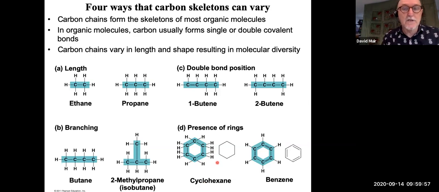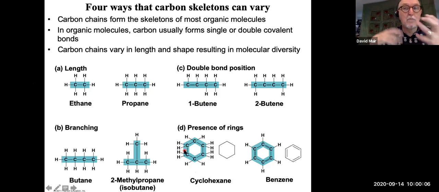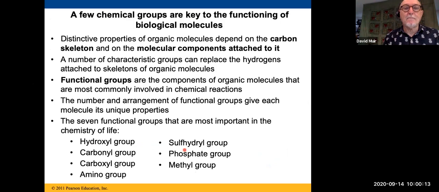There are other ring structures apart from this that we will see. Length, double bond position, branching, and presence of rings. These are our principal building blocks of shape for molecules made of carbon. Okay, so there are some chemical groups which we need to understand, which can be attached to these carbon skeletons, which impart very particular chemical properties.